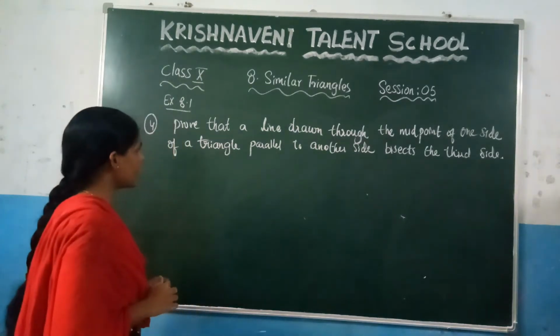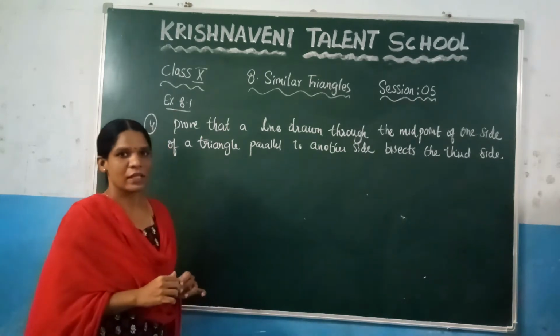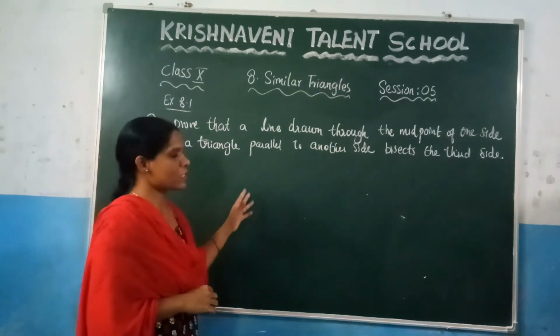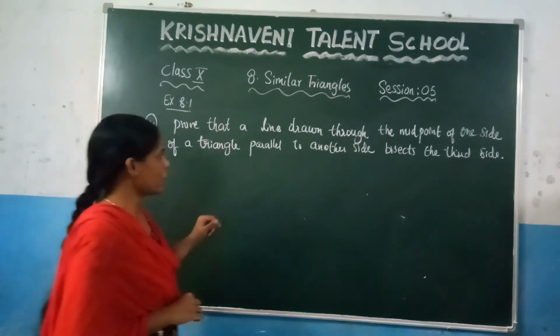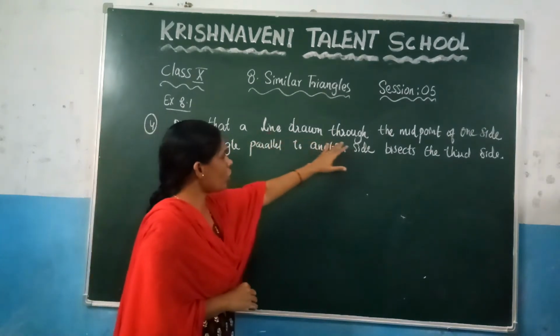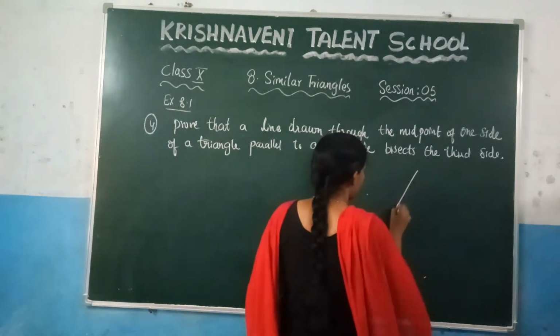What is the question saying here? Prove that a line drawn to the midpoint of one side of a triangle. Let us read the question separately so that we can draw the triangle here. So what is the question given here? Prove that a line drawn to the midpoint of one side of the triangle. So first draw one triangle like this.